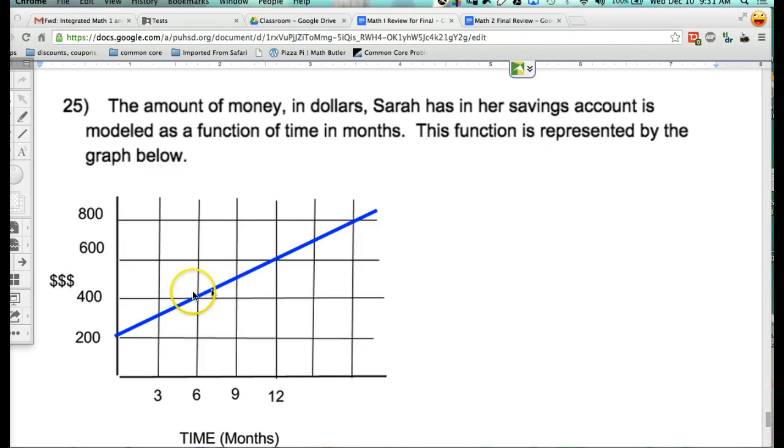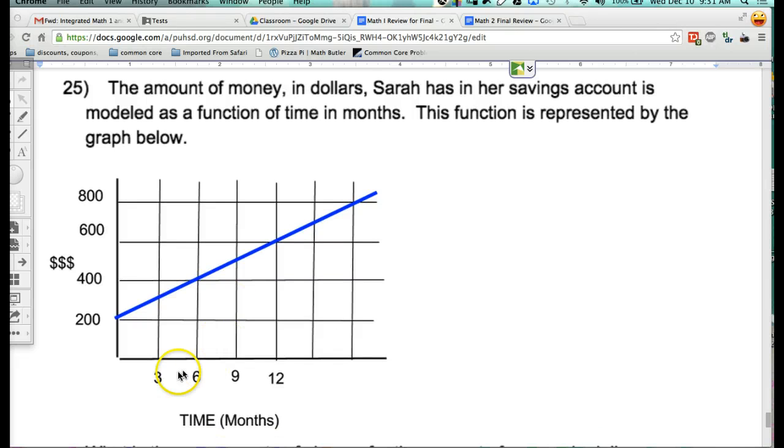And we have a graph and it shows as time passed by. So as you can see over here, it's been 3 months. She already had $200. So in the beginning, she had $200 and she put it in her savings account. After 3 months, she had this much money, whatever that is. And after 6 months, she had 400 bucks. And after 9 months, she had that much money. And then after 12 months, she had 600 bucks, okay?